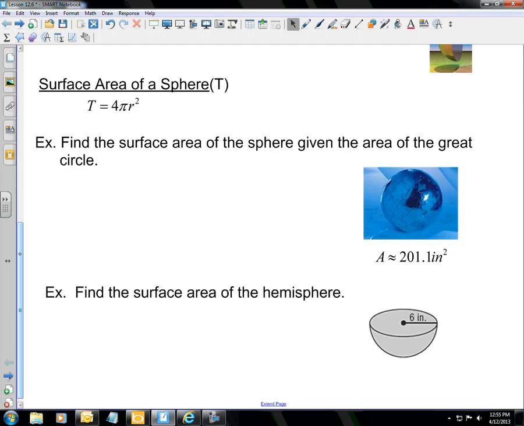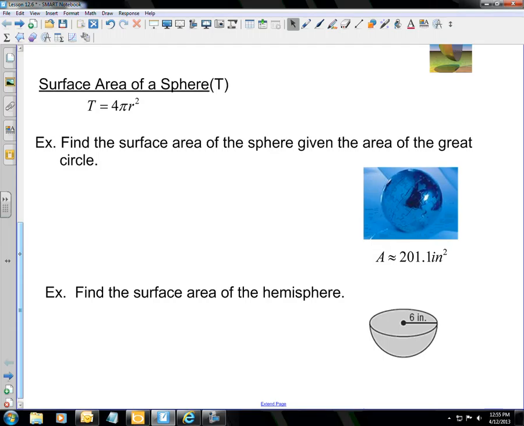What am I going to have to do? What do I need to do with this great circle? Okay, I could find the radius, absolutely. Is there anything else that you see you could do? You could plug in the area. Elaborate. You can find the area times 4.